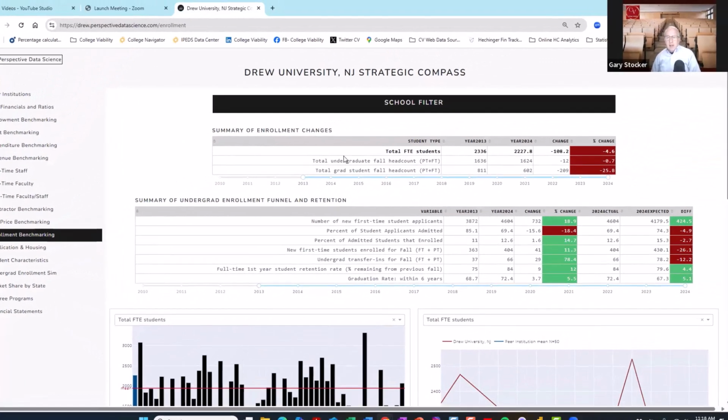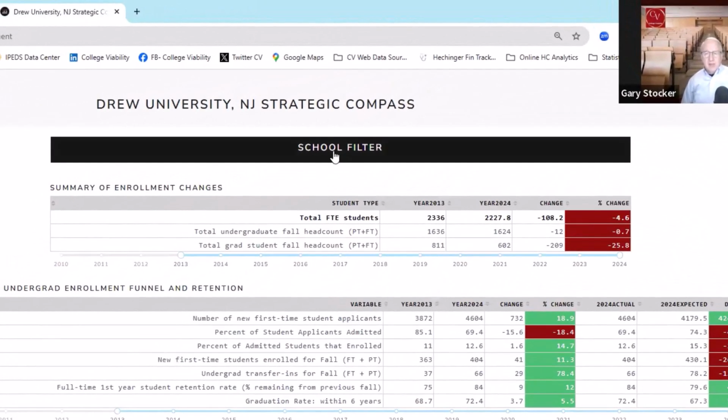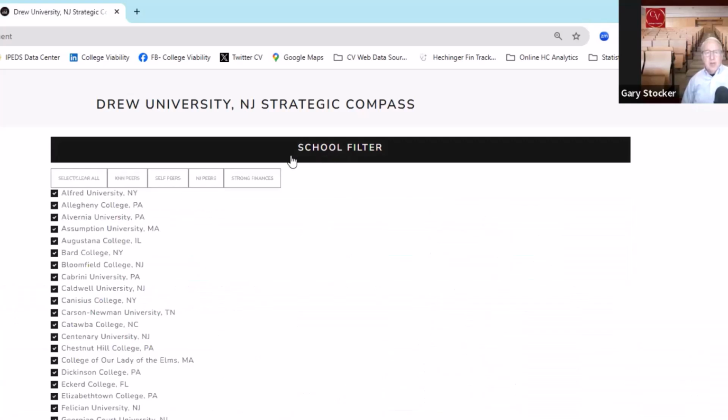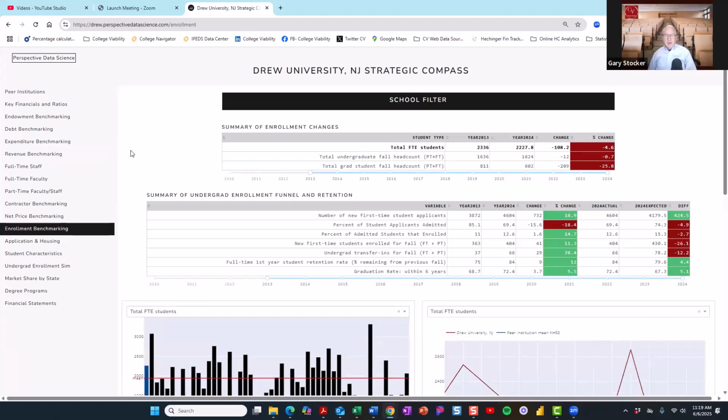And we can see that for this college, we're looking at this college and a set of peer groups. The peer groups can be selected by a statistical component, by self-designated peers, by proximate peers, and by strong financial peers for this particular college. Let's take a look. We're going to leave it at all peers. And we'll just work through the app.